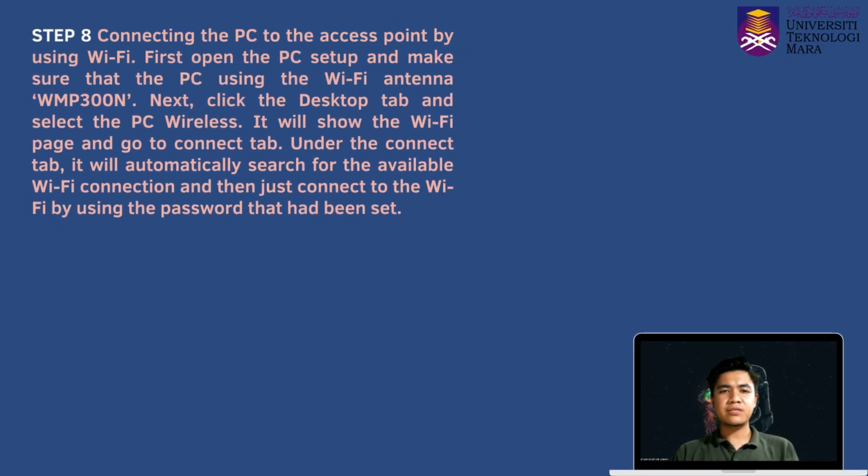Next, connecting the PC to the access point by using Wi-Fi. First, open the PC setup and make sure that the PC using the Wi-Fi antenna WMP300N. Next, click the desktop tab and select the PC wireless and it will show the Wi-Fi page and go to the connect tab. Under the connect tab, it will automatically search for the available Wi-Fi connection and then just connect the Wi-Fi by using the password that had been set.